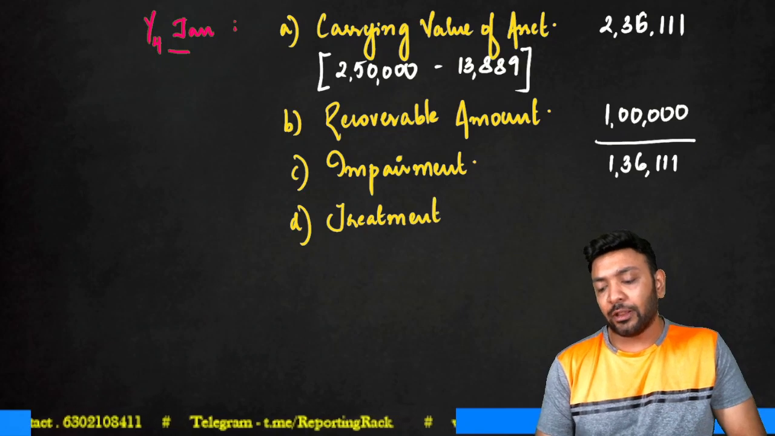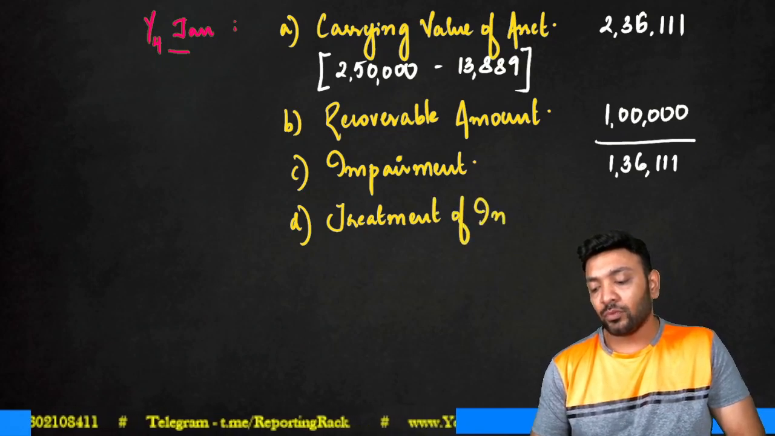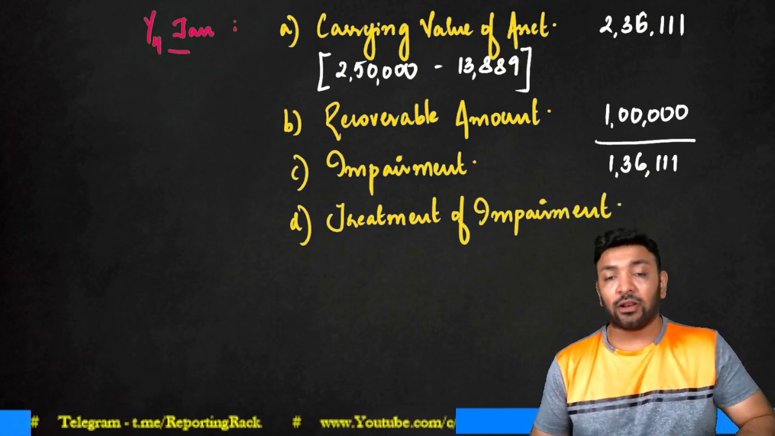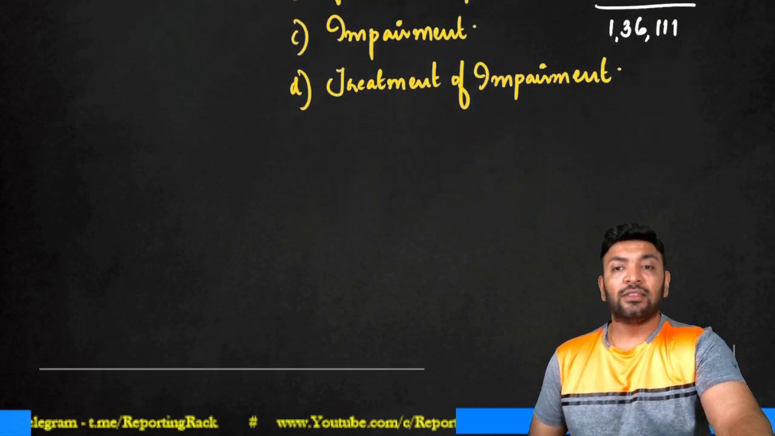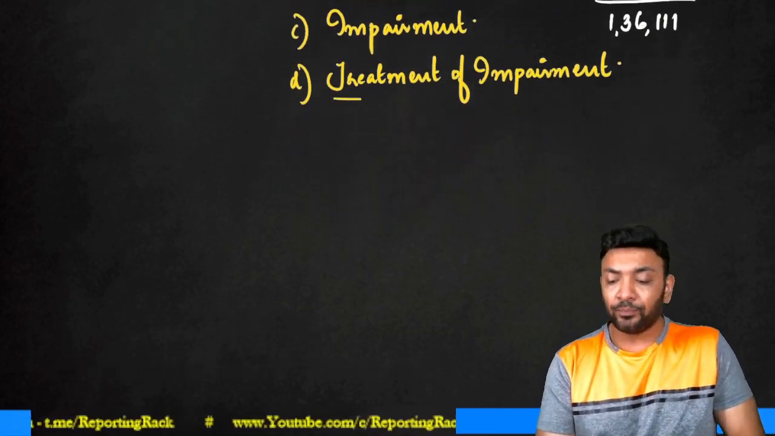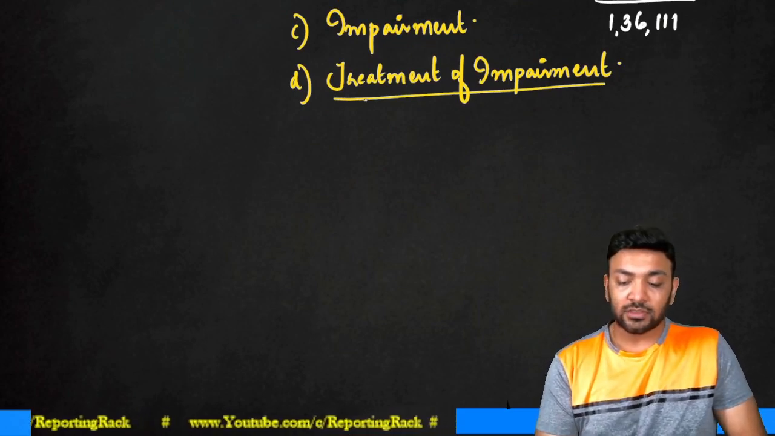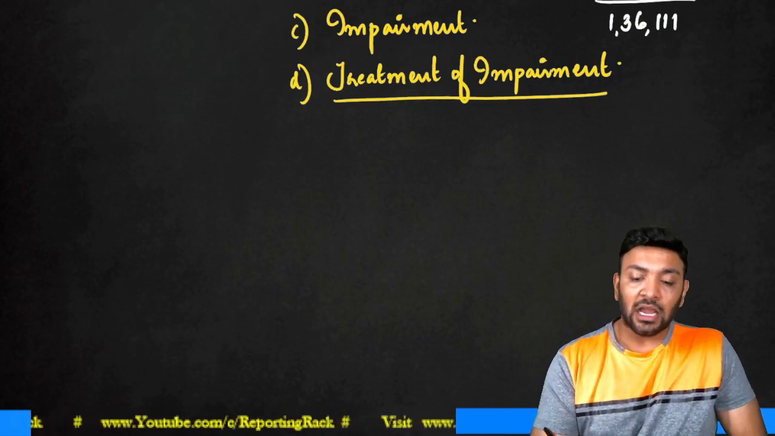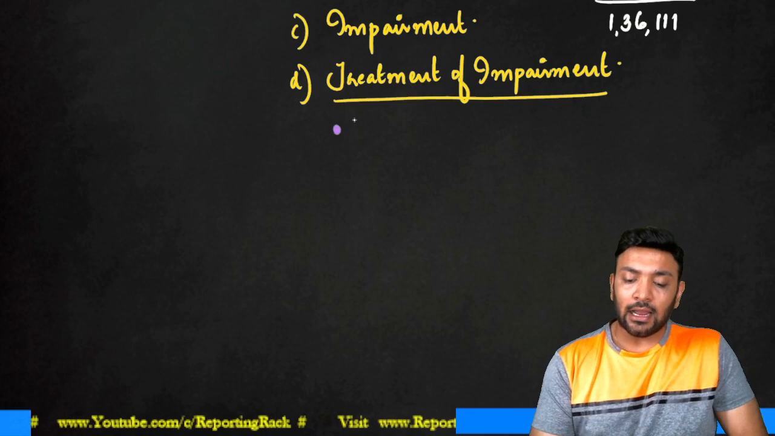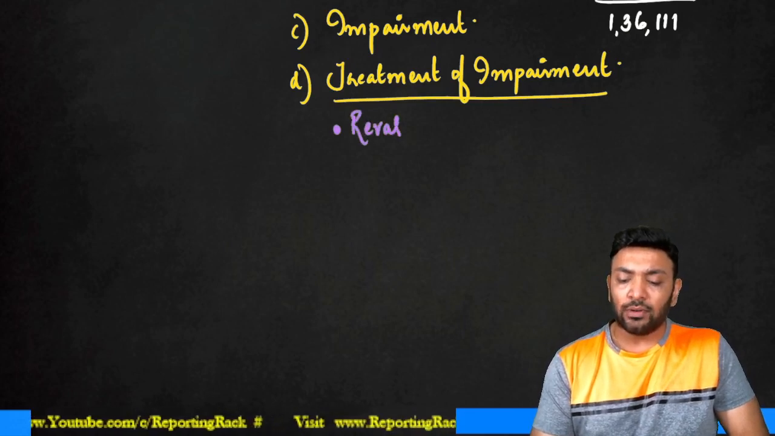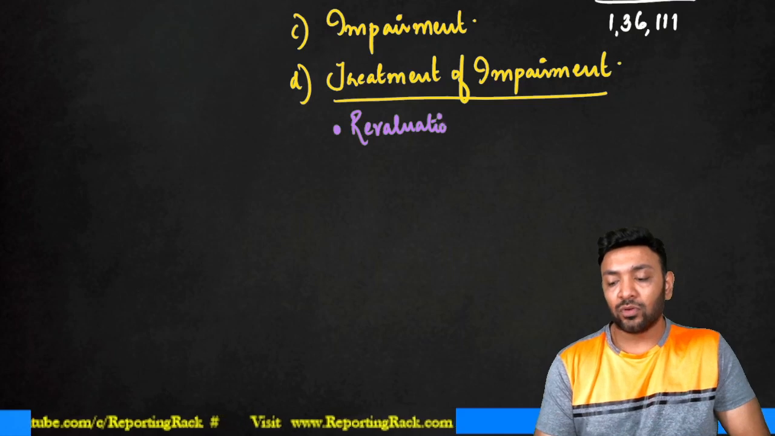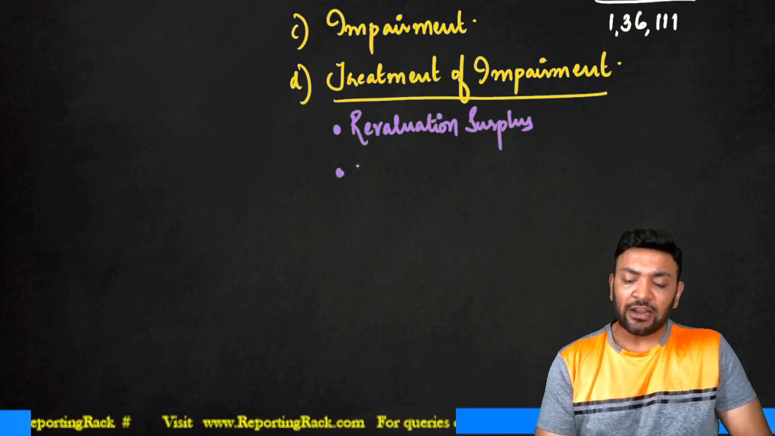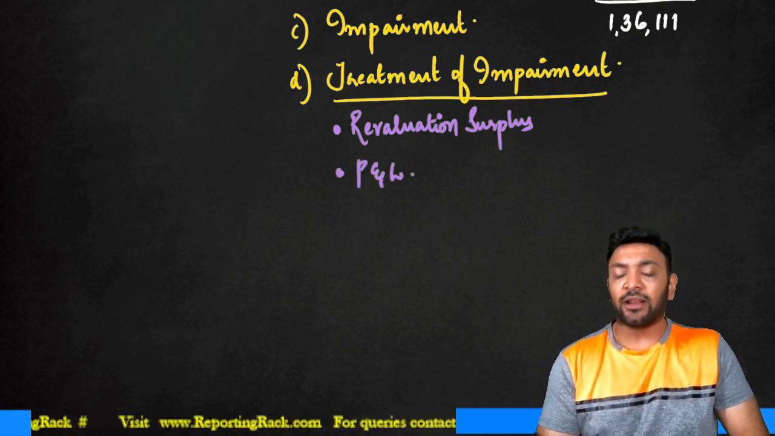Treatment of impairment, or recognition of impairment, if you want to write it like that. This 1,36,111 I will adjust to revaluation surplus to the extent I have revaluation surplus. If I don't have revaluation surplus, then I will transfer it to P&L.